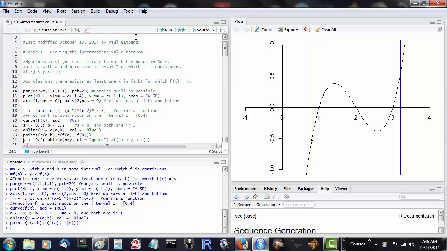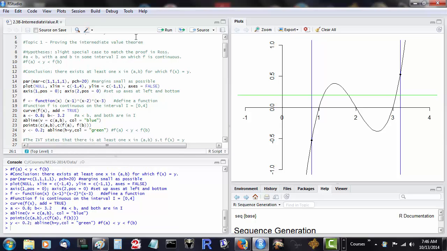So, at the lower left you have a and f of a. At the upper right you have b and f of b, and in green I've plotted my target value. You can see that f of a is less than y, f of b is greater than y. So we're going to illustrate the proof that there's at least one x in that interval. It's obvious here there are in fact three of them, such that f of x equals y.